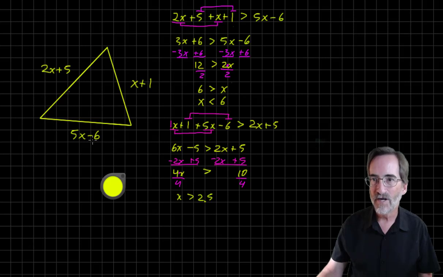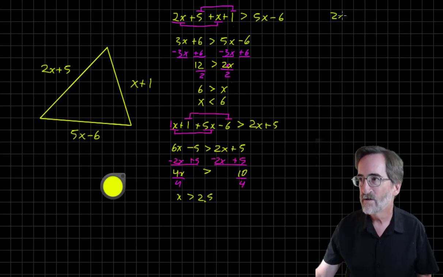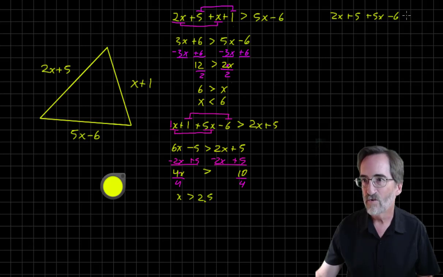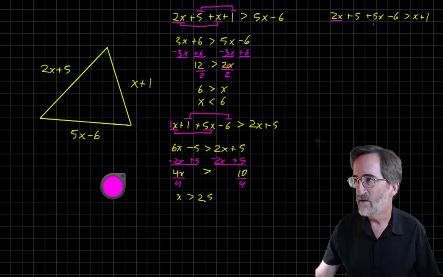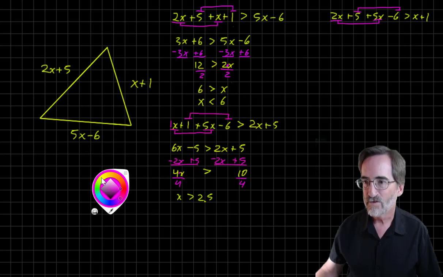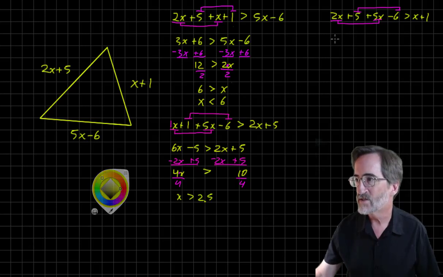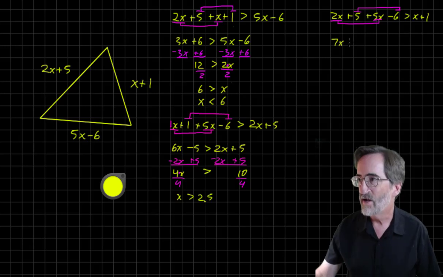I'm going to take the left side in the bottom. So 2x plus 5 plus 5x minus 6 is greater than the third side, x plus 1. Okay, combine like terms. 2x and 5x are 7x. 5 and negative 6 combine to make negative 1. Okay, that's called regrouping or combining like terms. 2x and 5x are 7x. 5 and negative 6 is negative 1, greater than x plus 1.